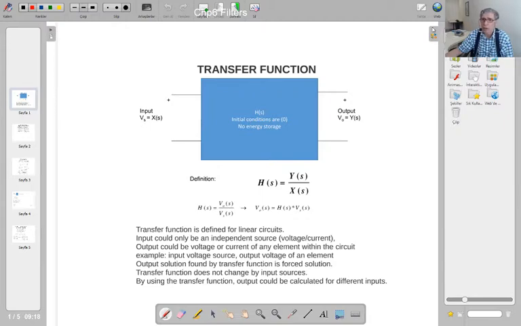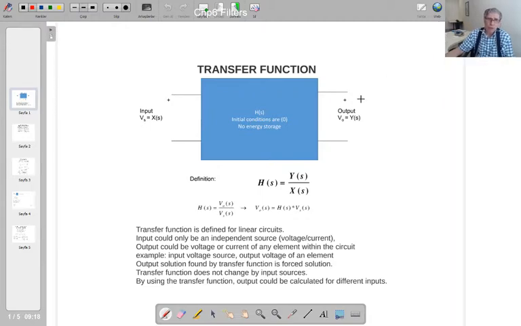So transfer function. Each circuit has got an input and an output. If this circuit is a linear circuit and if there is no energy stored within the circuit, what it means, all the capacitors and inductors have no initial conditions in them. So we are mentioning this, no initial conditions at all.